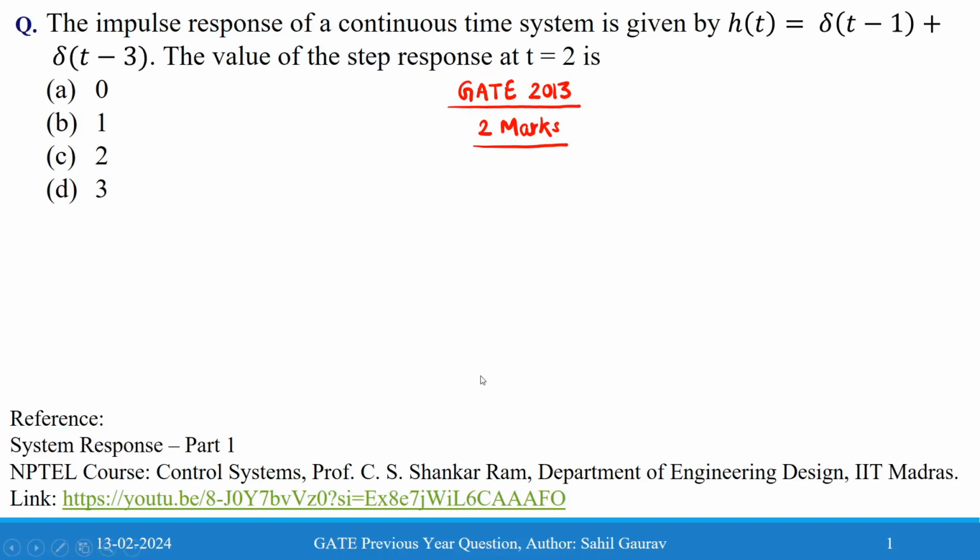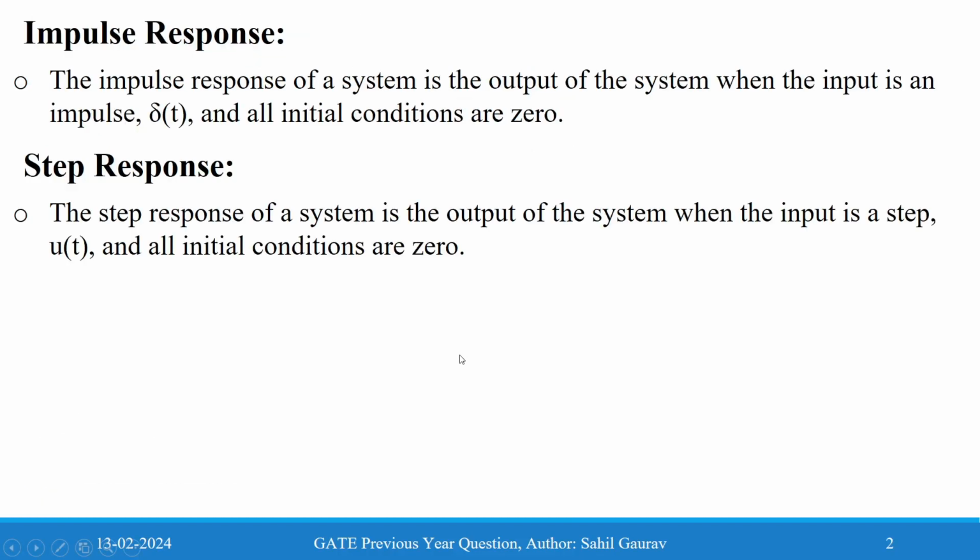So let us solve this problem. Before we solve this problem, let us have a knowledge about the impulse response and a step response. The impulse response of a system is the output of the system when the input is an impulse and all the initial conditions are zero. On the other hand, a step response of a system is the output of the system when the input is a step and all the initial conditions are zero.